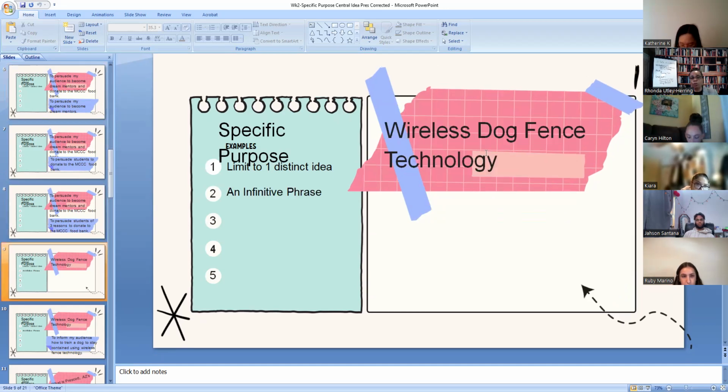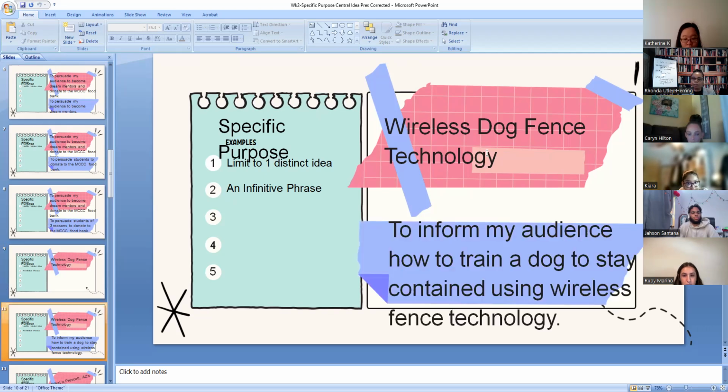Okay, this is where we were when I was asking the question. Wireless dog fence technology. What is that? It's not a specific purpose. Why is it not a specific purpose? Anyone? Do you know why it's not a specific purpose, given the rules that we talked about for a specific purpose? This is more of a topic, right? Wireless dog fence.